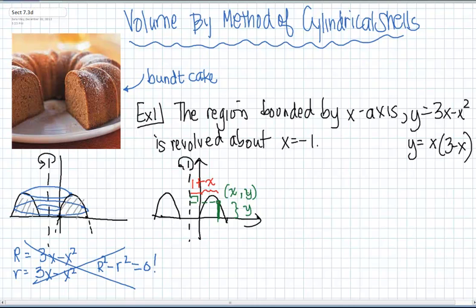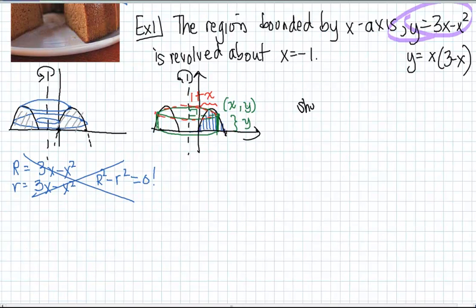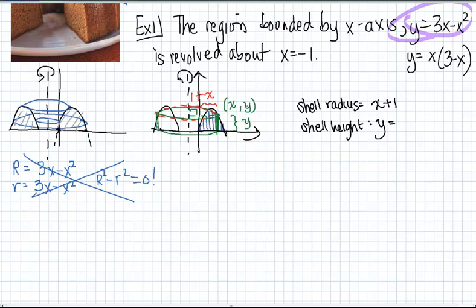Now I'm going to take this piece and I'm going to spin it around the axis. So this piece is going to revolve and come over here. And I am going to be creating a cylinder. Okay, so we have the shell radius, which is x plus 1. We have the shell height, which is the y value, but we're going to write this out in terms of the function, so 3x minus x squared.